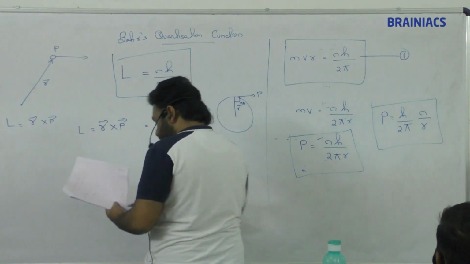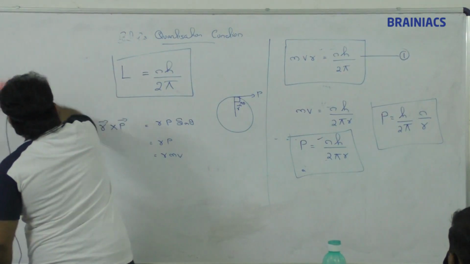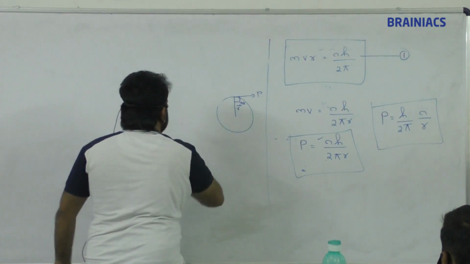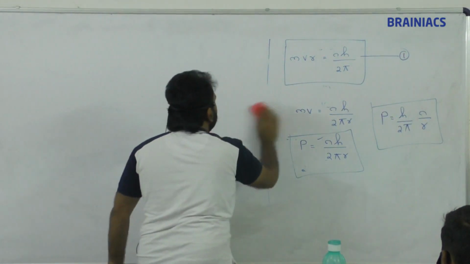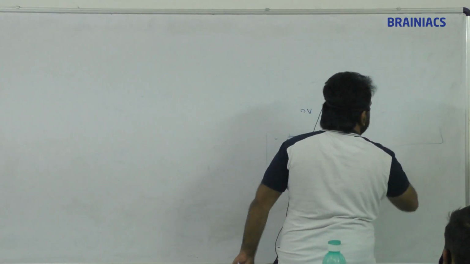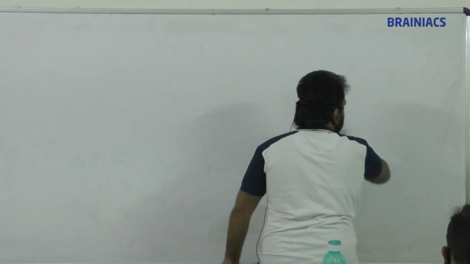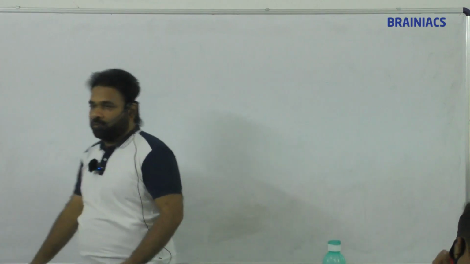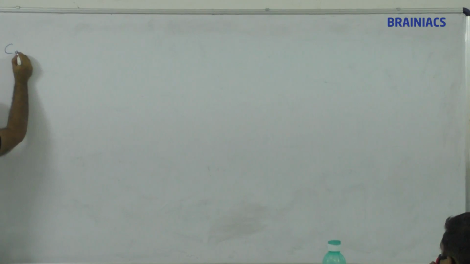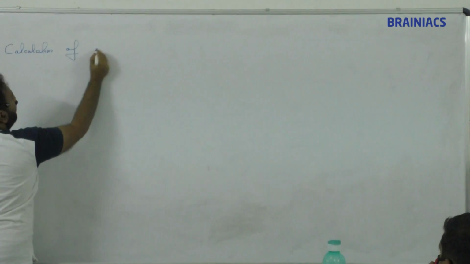Now we will calculate radius, velocity, kinetic energy, potential energy, everything. Simple. All those big formulas will become small formulas when we substitute all these constant values and convert. So, calculation of radius r.